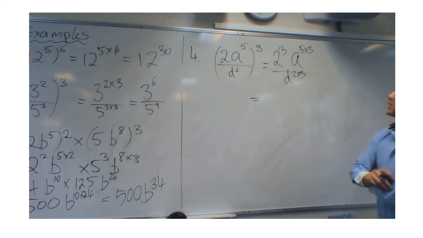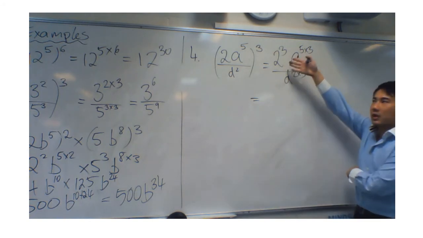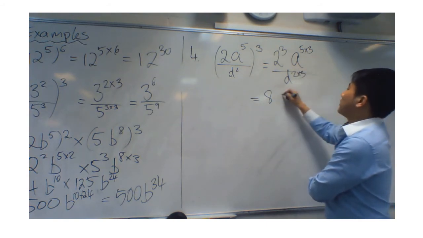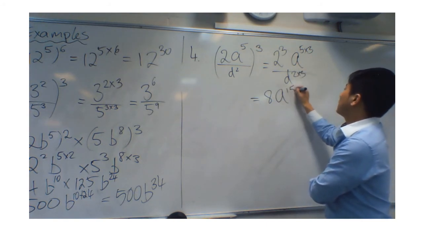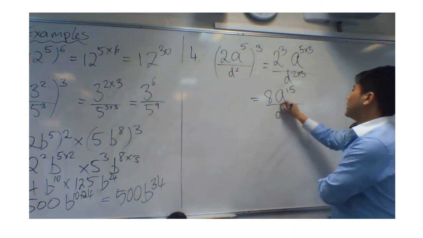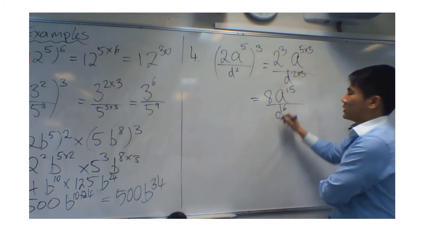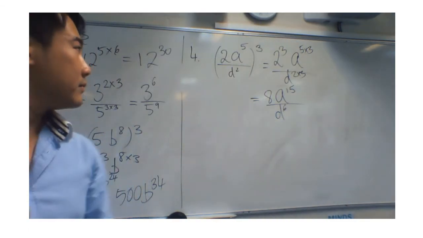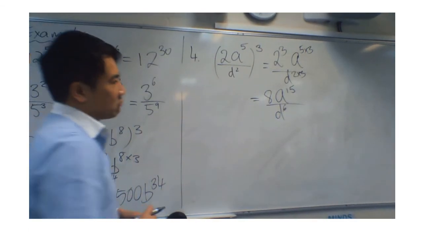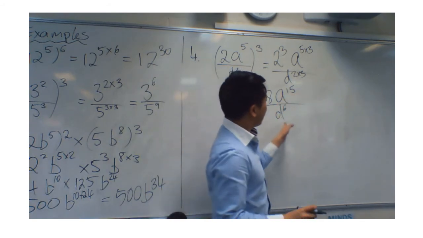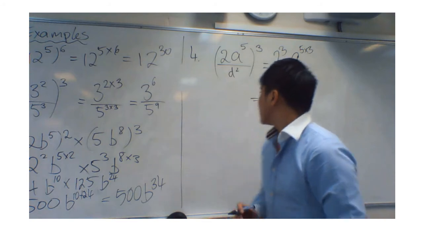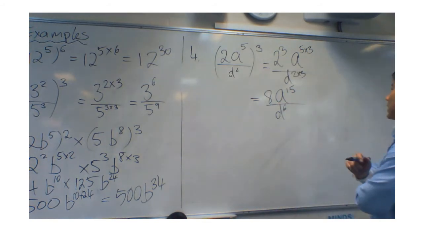Okay, so let's clean this up. 2 to the power 3 is 2 times 2 times 2, which is 8. A to the power 5 times 3. And the bottom bit is d to the power of 2 times 3, which is 6. Can I simplify any further? No, I cannot. Different base, we can't simplify anymore. So your final answer would be 8 a to the power of 15 divided by d to the power of 6.